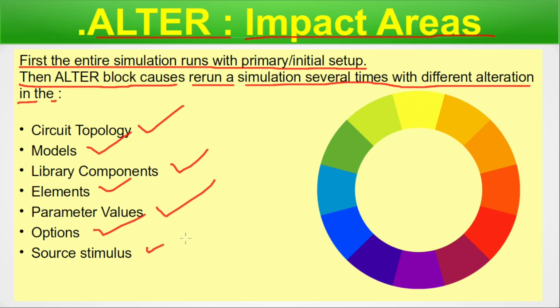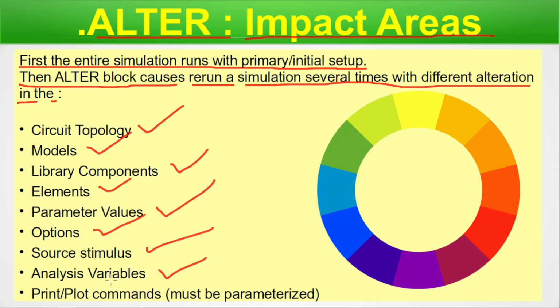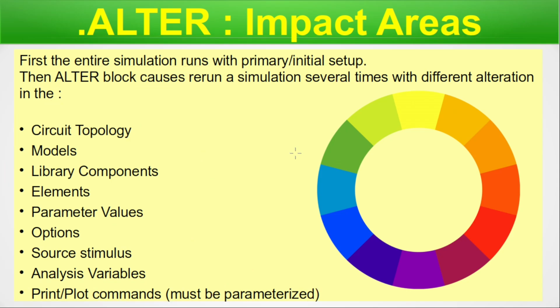Next, we have source stimulus. Next, we have analysis variables, and the print or plot commands must be parameterized. That means there should be a parameter included either in the print or the plot command. So all these wide spectrum of things can be impacted, that means they can be altered with the alter philosophy. This is the overall introduction to the alter philosophy along with the parameters. Once you go deep down into analog designs in VLSI, you will come across all of these things one by one and on a case by case basis. We are done with this particular slide. Let's move on to the next slide.